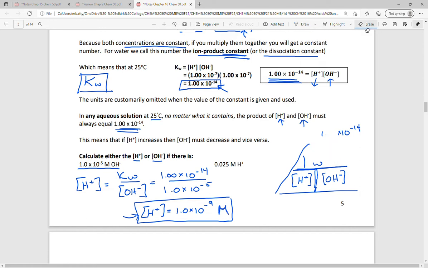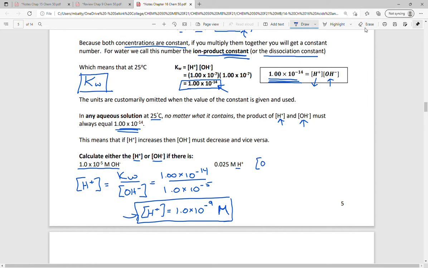So I'll just try another one. I've got to erase my scribbly work there. So in this one, hopefully I'll do it right this time, we know my hydrogen ion concentration, so I'd be solving for my hydroxide concentration. It's always going to be Kw divided by what we know. So Kw is always 1.00 times 10 to the negative 14. And my hydrogen ion concentration is 0.025, sorry.